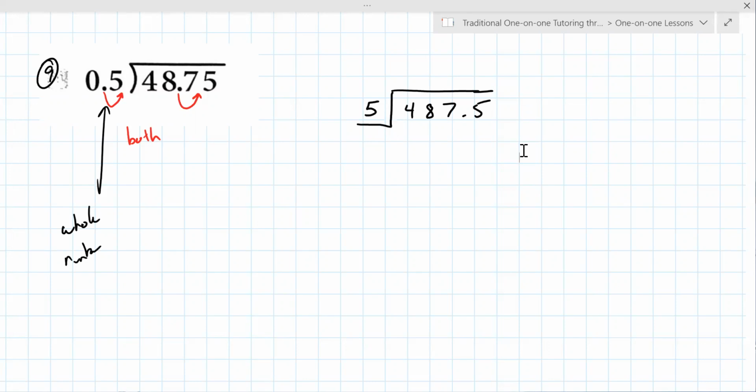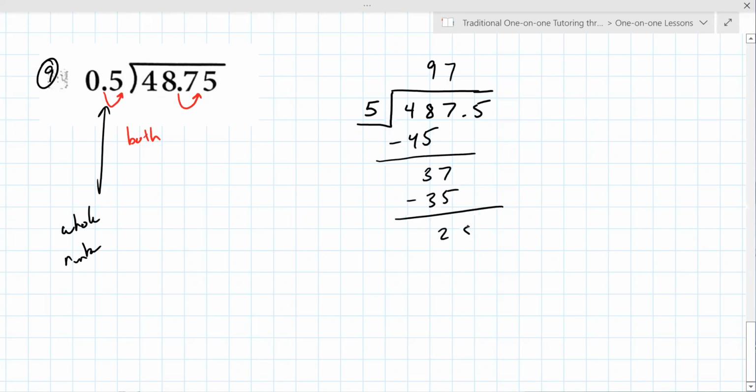Would it be 97.5? So it does go in evenly. You subtract and you get 97.5, good.